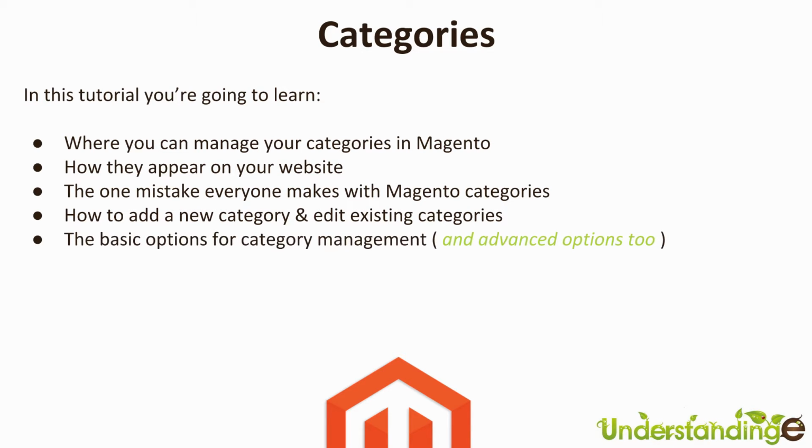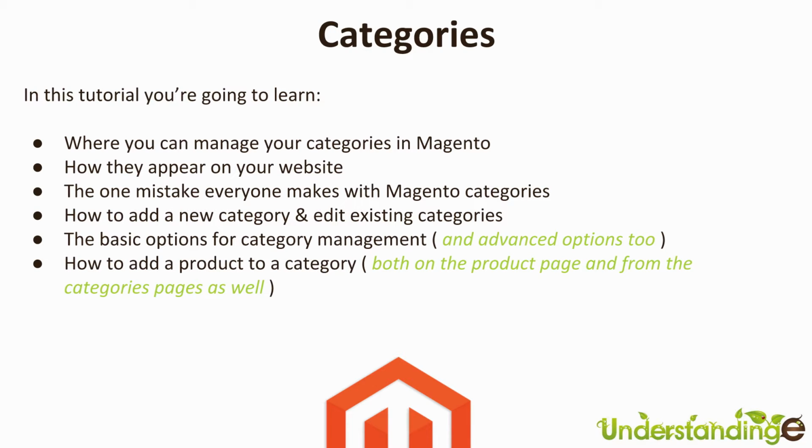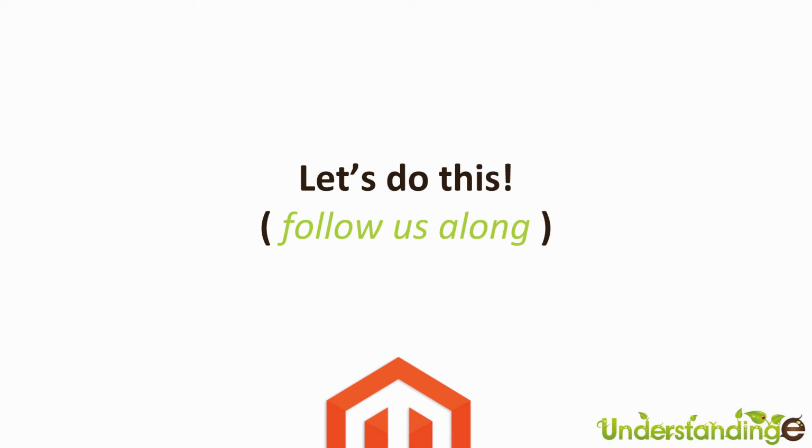You're also going to see and learn the basic options for category management in Magento. Oh, and also the advanced options too, because we've got a couple of additional plugins or Magento extensions installed in our system. And finally, we're going to look at how to add a product to a category, both on the product page and from the category pages too. That's right, because there's two ways which you can do it. So with that said, let's go and do this, and we're going to catch up with you over in our Magento system in a few moments' time, and of course, follow us along in your system.